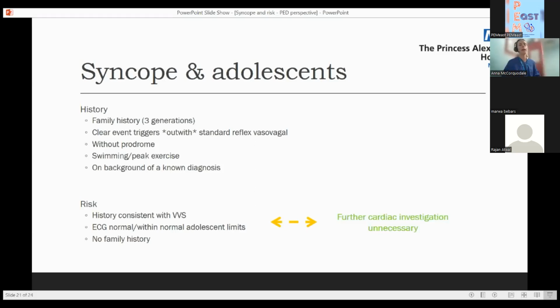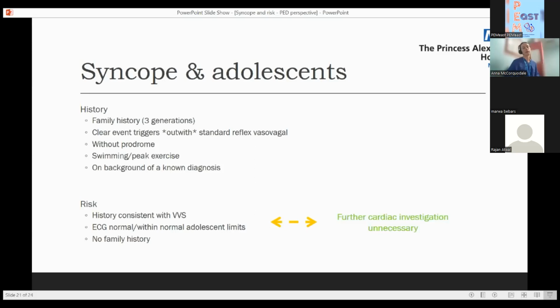Problematic, isn't it? Things that happen during swimming or peak exercise. Swimming is kind of like a double risk, because you're not only in peak exercise, you're also supine. And then even if you take out that cardiac risk, events happening in water are worrying anyway, aren't they? So that increases your risk of something else happening regardless of the cause of the syncopal episode. So things that happen in a swimming pool are concerning.